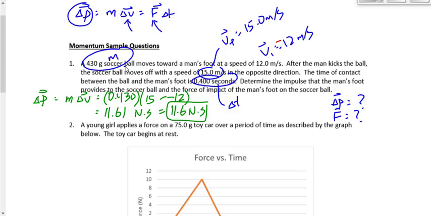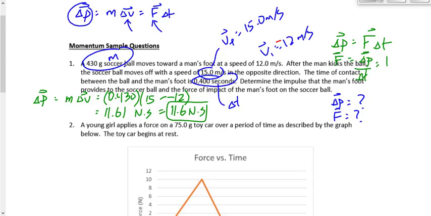Now, if you want to find the force, we can either set F times T equal to M times delta V, or since we already found delta P, we can just do this. Delta P is equal to F times T. So remember, we're separating it here, but we could just as easily combine these two equations, M delta V equals F times delta T. We know what delta P is. We're looking for F here. Just rearrange it.